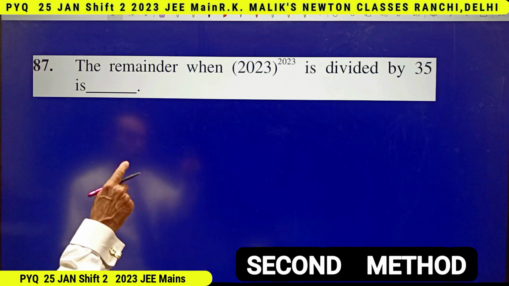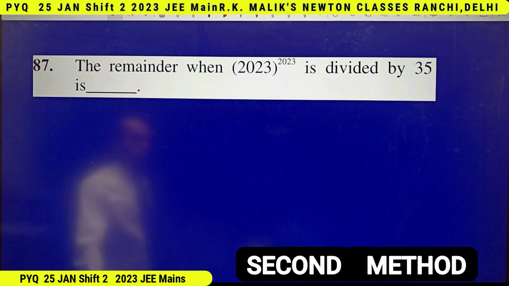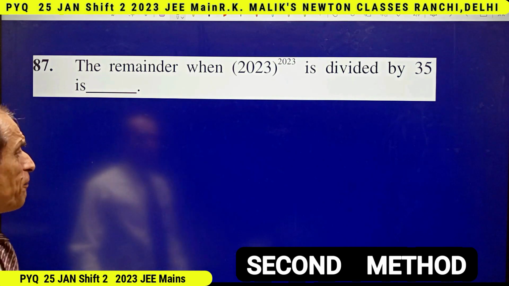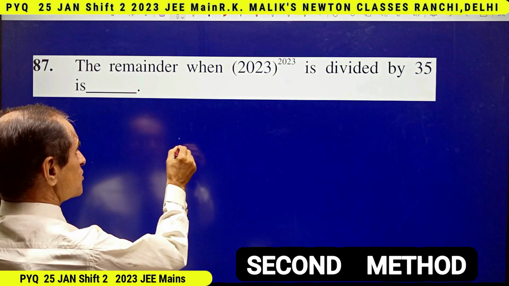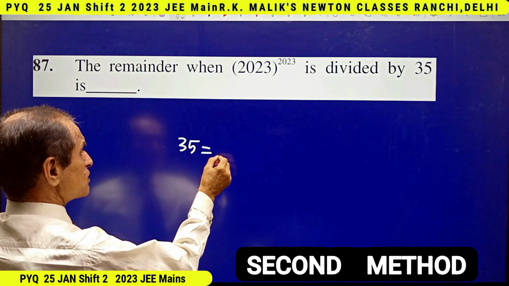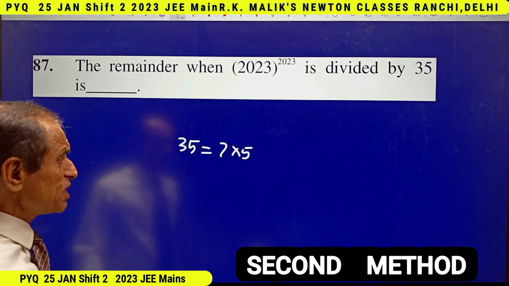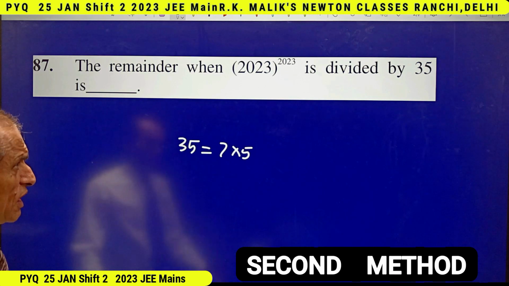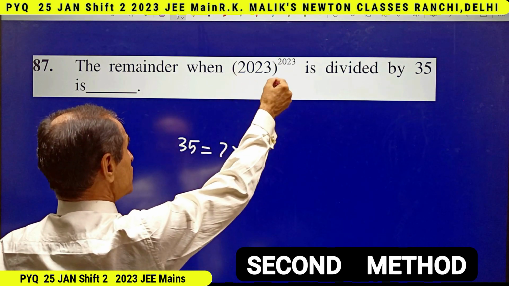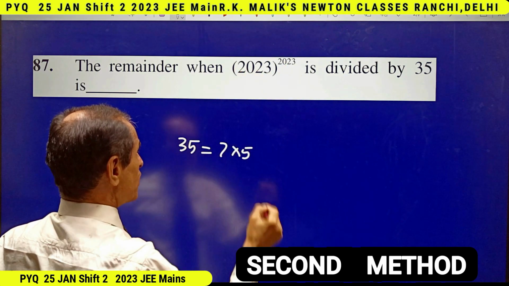Now I will do this question by the congruence modulo method. Again, keeping in mind that 35 is equal to 7 into 5 and 2023 is divisible by 7. First, I will find the remainder when this is divided by 5.